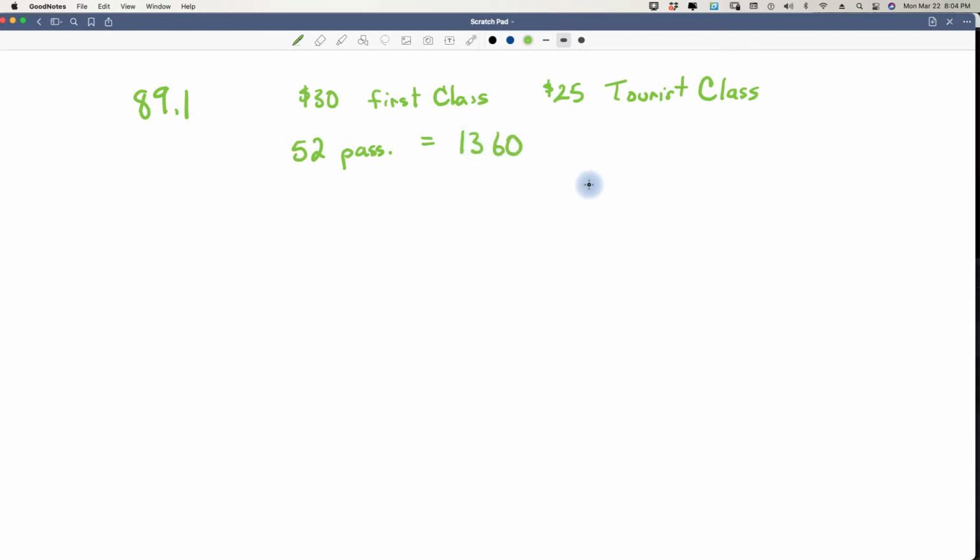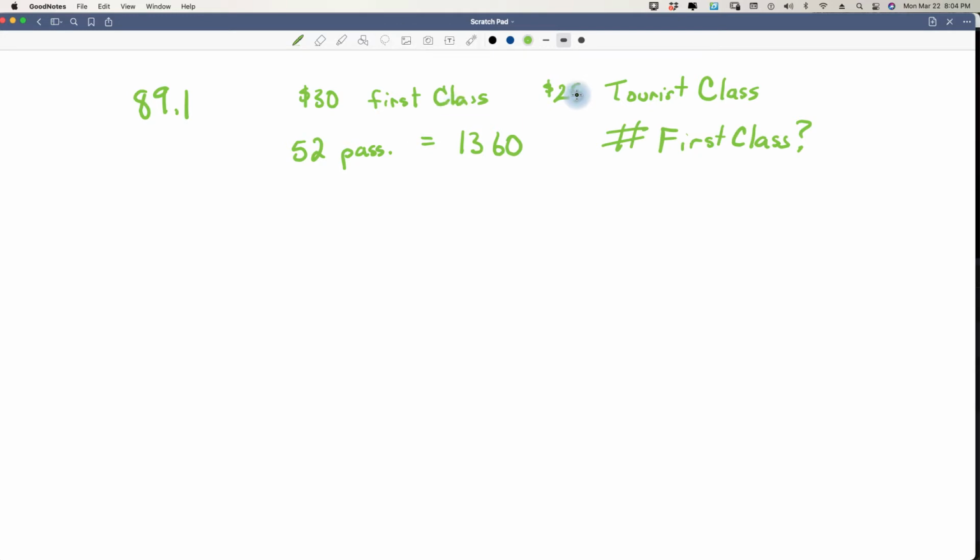So in example 89.1, we are told that airline fares for flights from Tifton to Adele are $30 for first class, and they are $25 for tourist class. Those would be the cheap seats. And if a flight had 52 passengers who paid a total of $1,360, how many first class passengers were there? So that's our question. First class, how many?